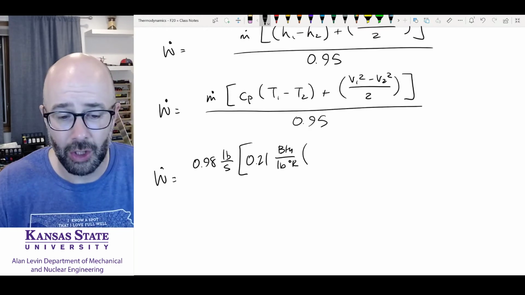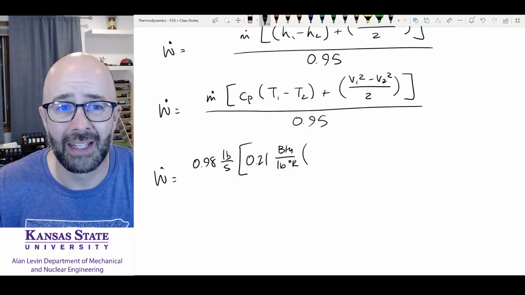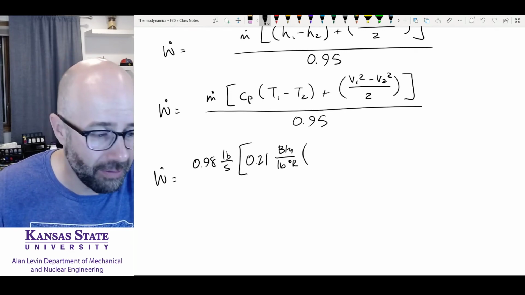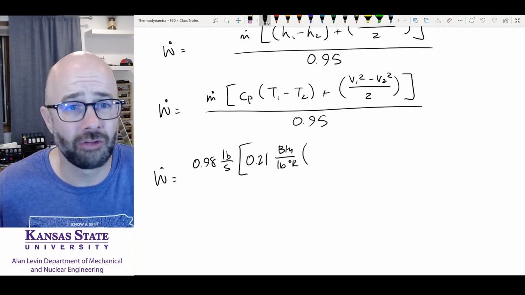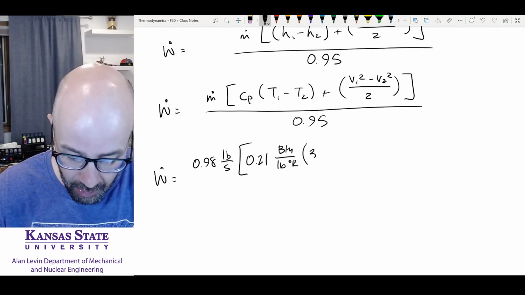Temperature 1 and temperature 2, I could convert them to Rankine if I want to, but I should know that the difference in Fahrenheit is going to be the same as the difference in Rankine, so I'll leave them in Fahrenheit. You can feel free to do whatever you like, convert them or not. This is going to be 32 minus 120, and this is going to be a difference in degree Rankine.